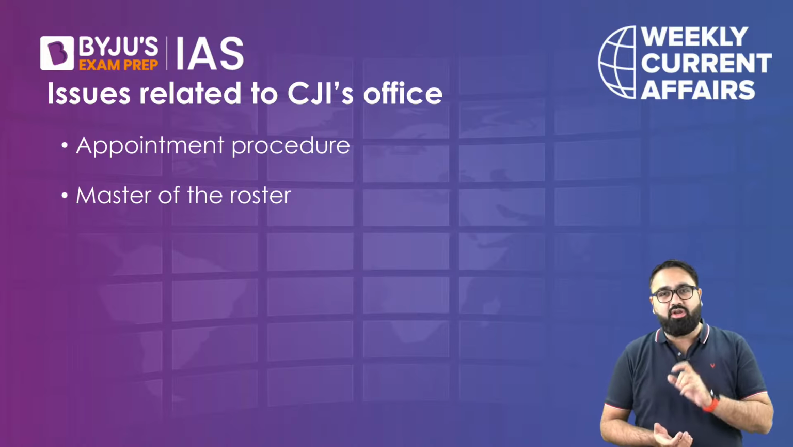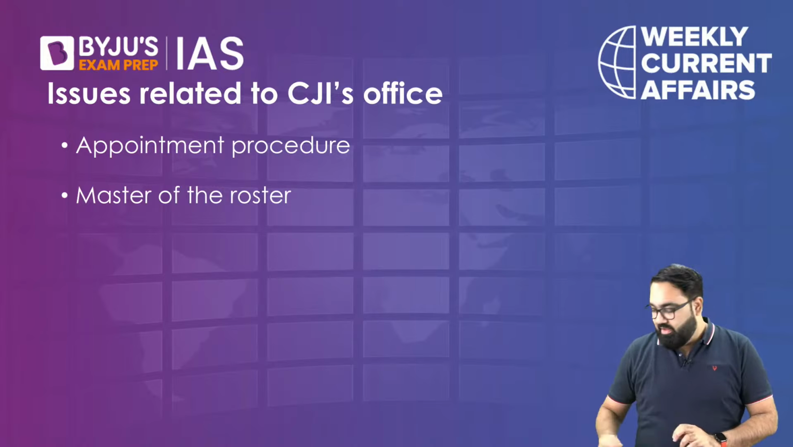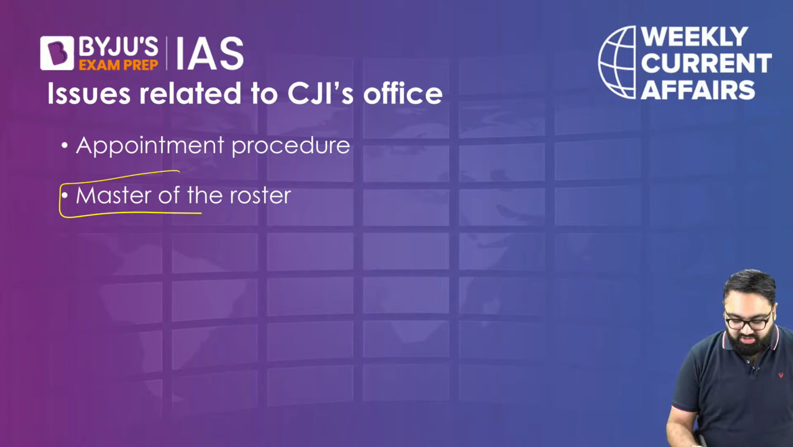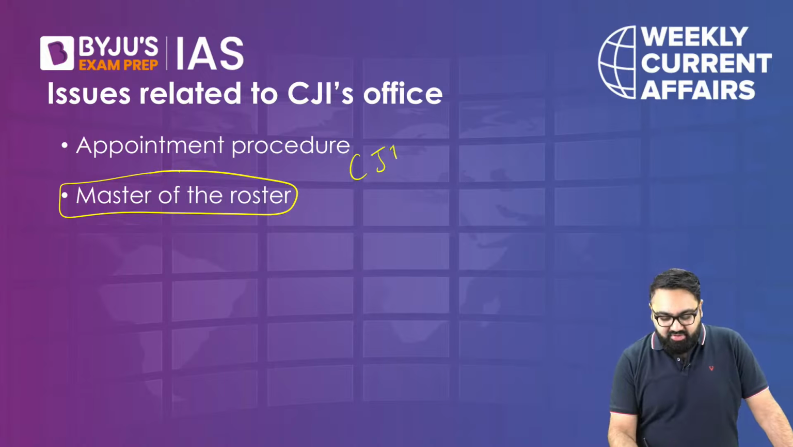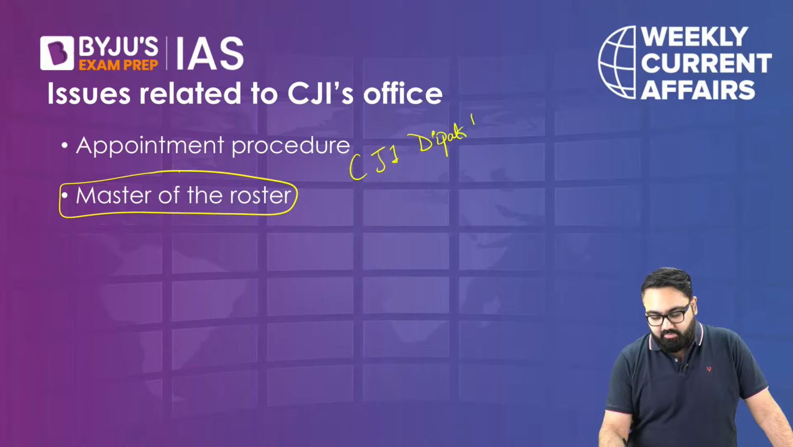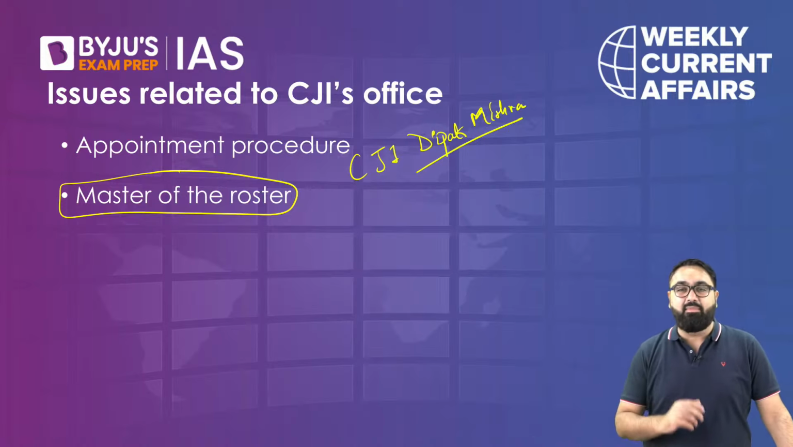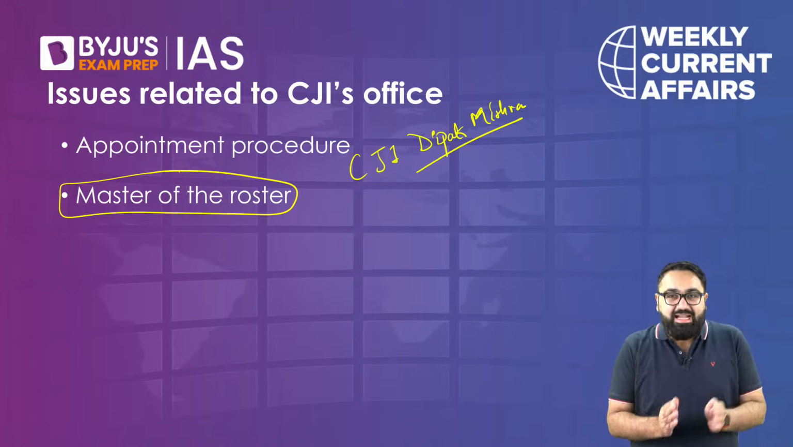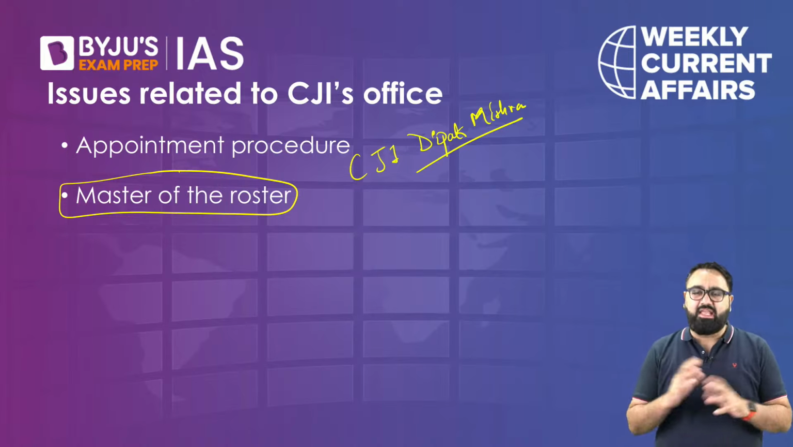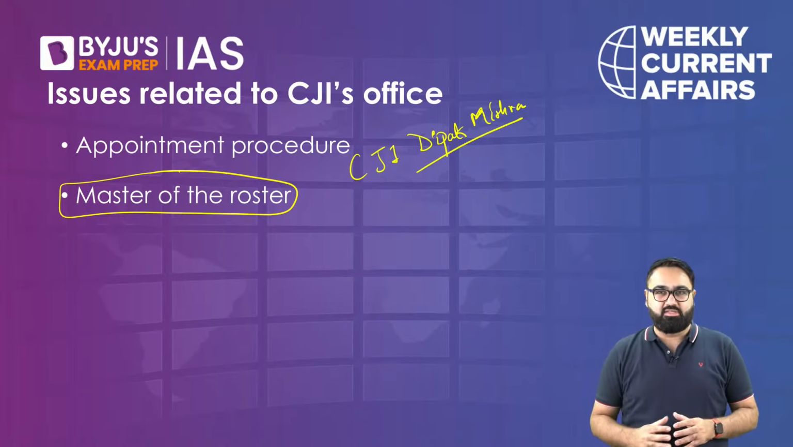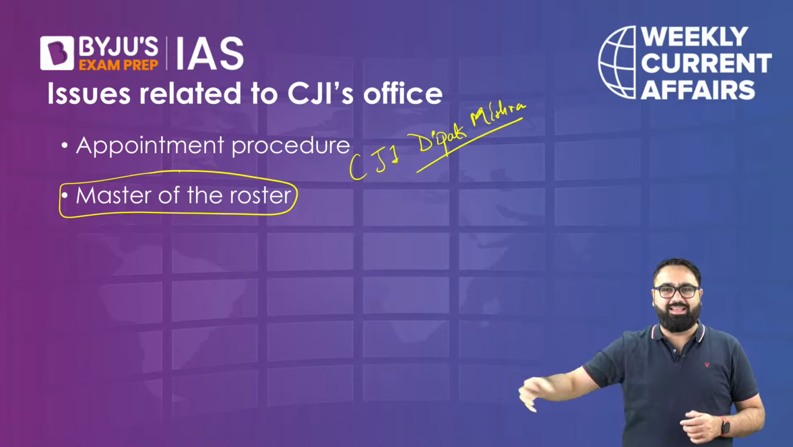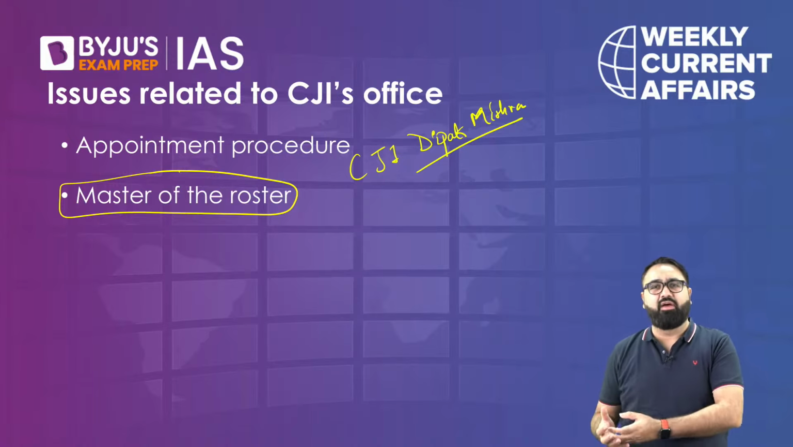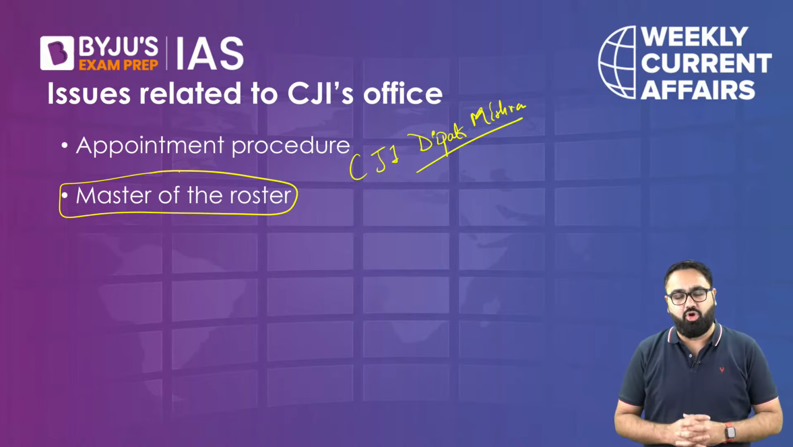There is also one more issue regarding the Office of the Chief Justice of India, that is the Master of the Roster. If you go a few years back, India had a Chief Justice of India, Justice Deepak Mishra. When he was the Chief Justice of India, there was a case that came to the Supreme Court where he was indirectly related to the case. Not directly, his name was not mentioned, but he was indirectly related. Basically, when he was in the High Court, he was one of the people who had presided over that case. His connection had come up there, and then such a case actually came to the Supreme Court also.